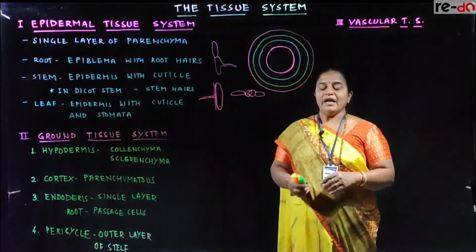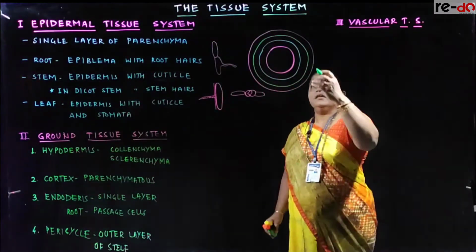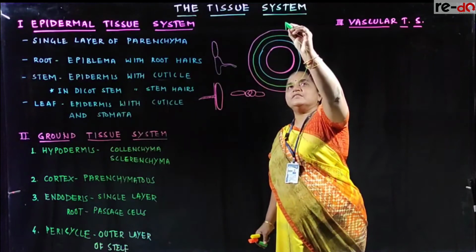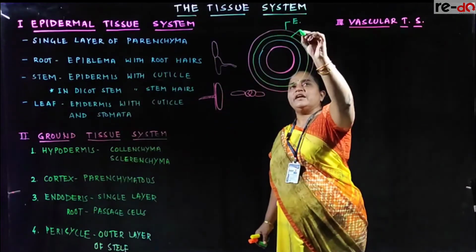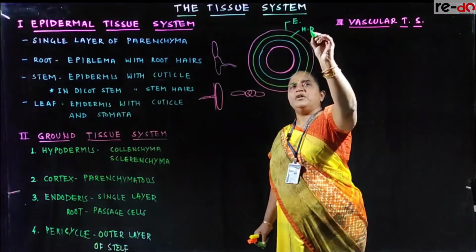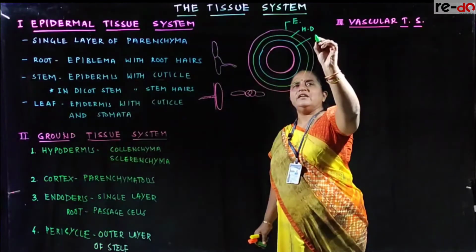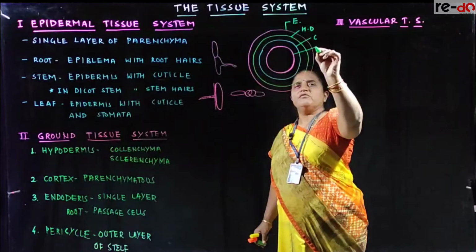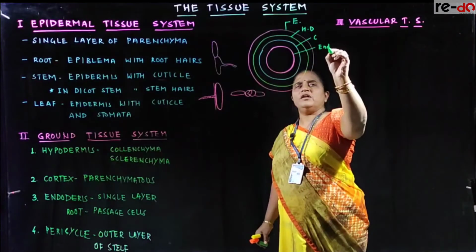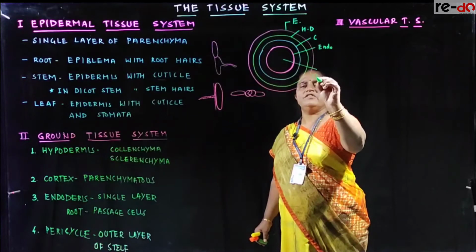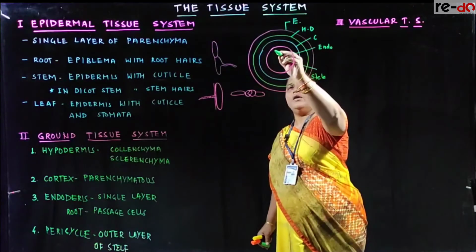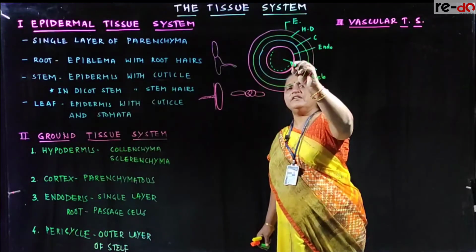Look at this diagrammatic view. This outermost layer we call epidermis. Second layer is hypodermis. Third layer is cortex. Fourth layer is endodermis. And this region we call stele. Outer boundary of the stele.